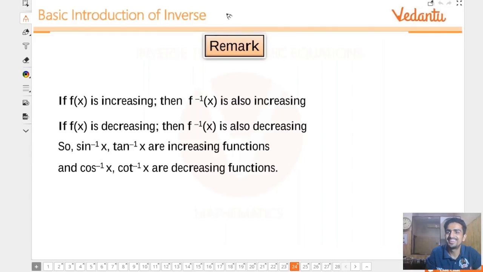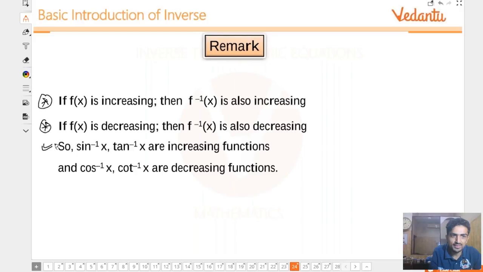And before I proceed ahead, you just take these points as a result here. These will be proved when we'll be doing differentiation. But for the time being, just keep it in mind. If f is increasing, then f inverse also increases. If f is decreasing, then f inverse also decreases.